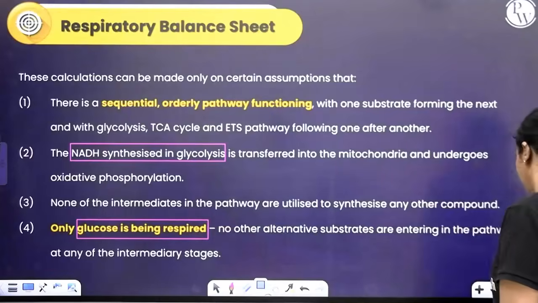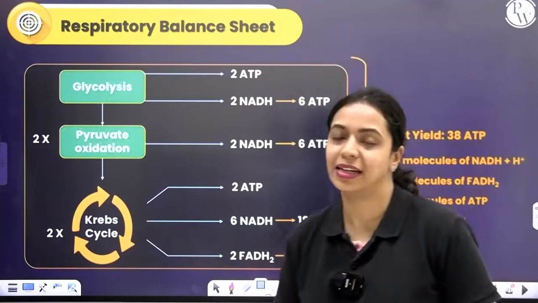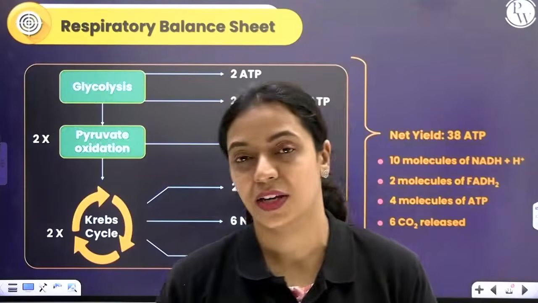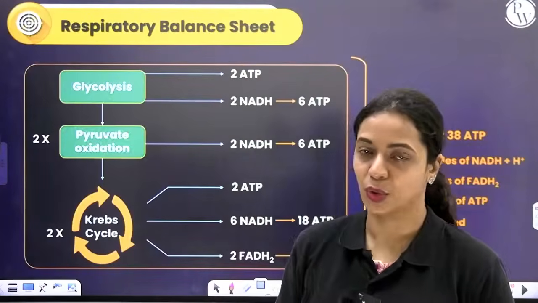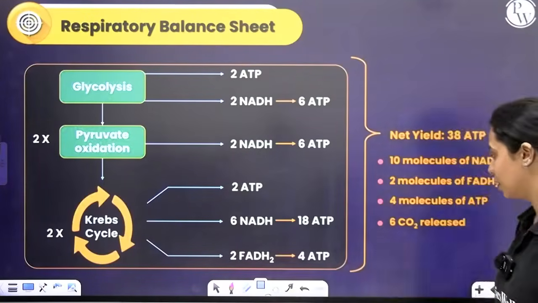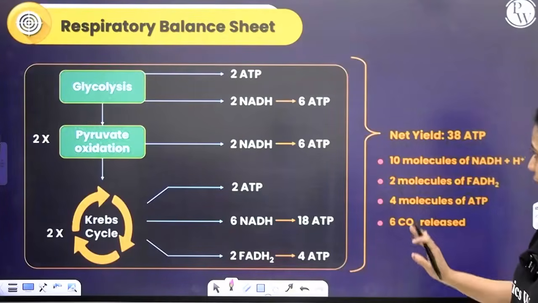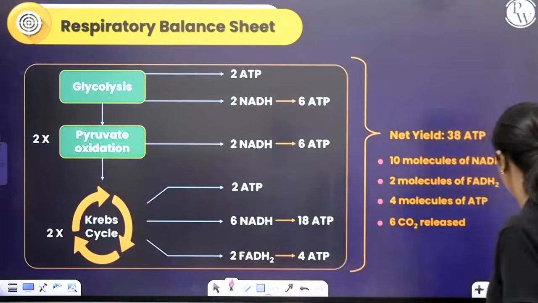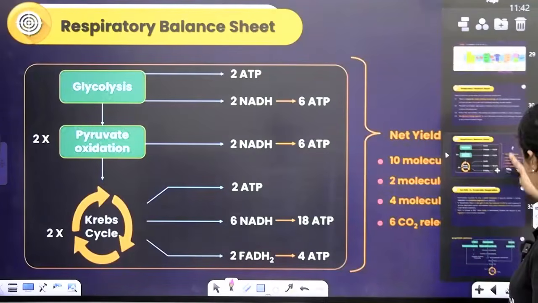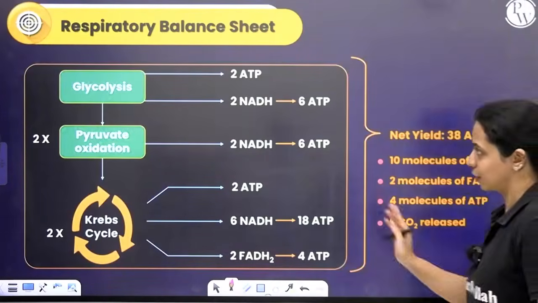Assuming all these points, if you calculate how many ATP we can get from aerobic respiration from one molecule of glucose, we will arrive at a number 38. Okay, finally we will get 38 ATP. I'll tell you how. We'll calculate.